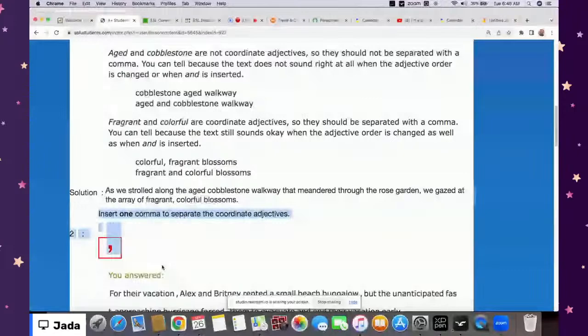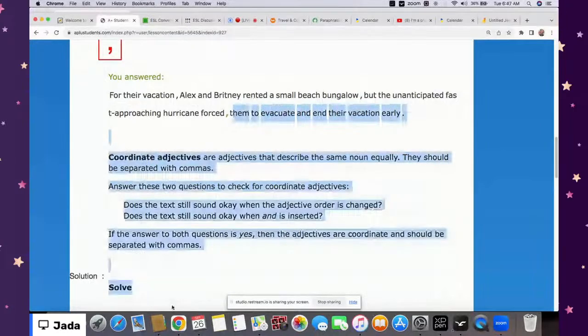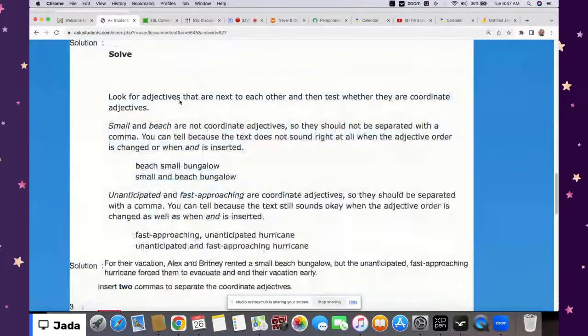So for their vacation, Ian and Brittany rented a small beach bungalow, but the unanticipated fast approaching hurricane forced them to evacuate and end their vacation early. So you have to look for adjectives that are next to each other. We have small and beach are not coordinate because they should not be separated with a comma. And then you have unanticipated and fast approaching are coordinate because you can add a comma in between them.